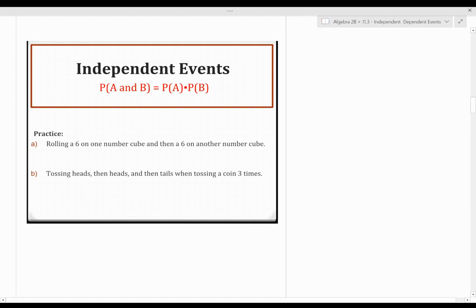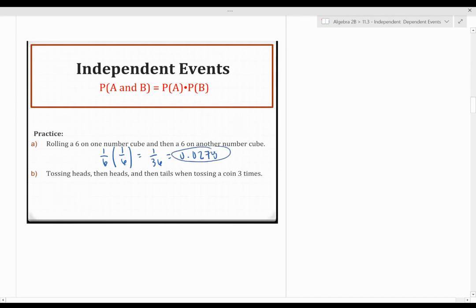So what's the chance of rolling a 6 on the first number cube? That's a 1/6 chance. And then it's still a 1/6 chance of rolling the second one. So I'm going to say 1 out of 36, which is 0.0278.